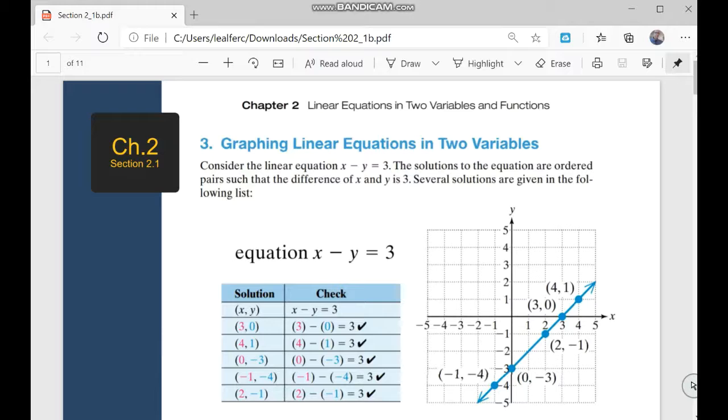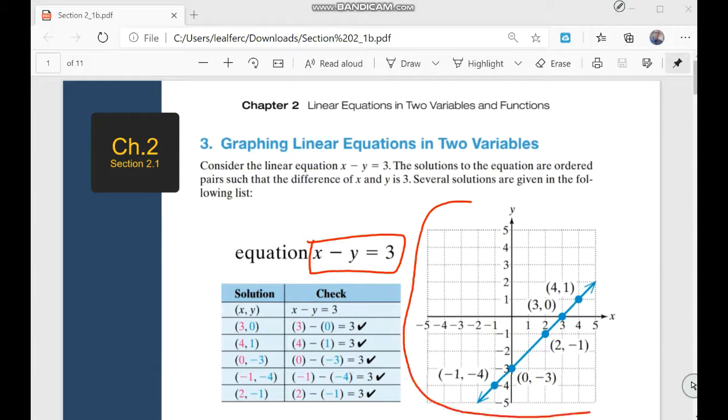If we have an equation, let's say the equation is this one here, x minus y equals 3, and you want to graph it on the rectangular coordinate system like this. The first thing you're going to do is to build a table. You're going to build a small table with a few coordinates that you will plot, and then you're going to build the graph.